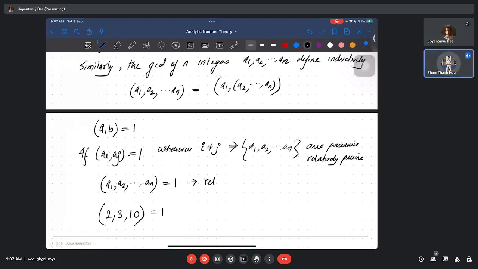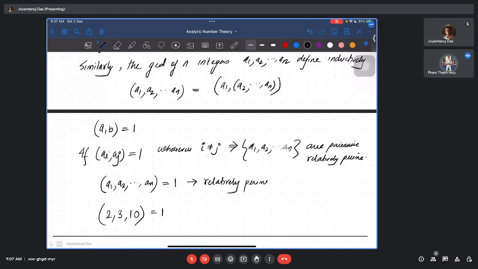But if I have n things, and the GCD of the n things is 1, then we say that is relatively prime. That is just the definition of relatively prime: the GCD is 1. But pairwise relatively prime means that for every i not equal to j, I must have the GCD of Ai and Aj equal to 1.